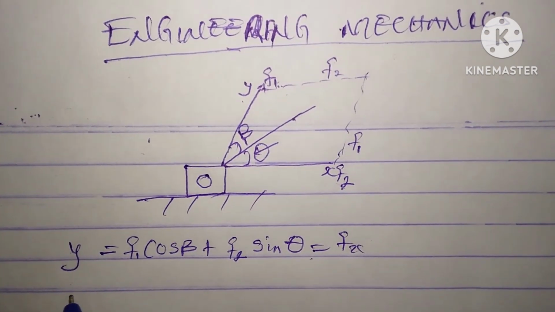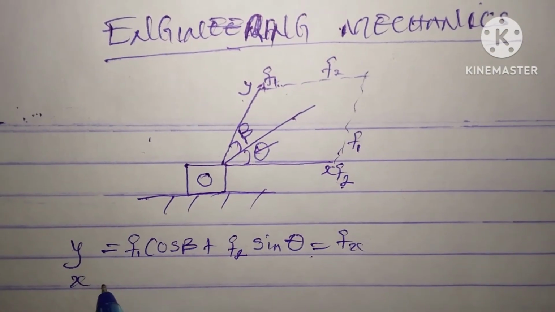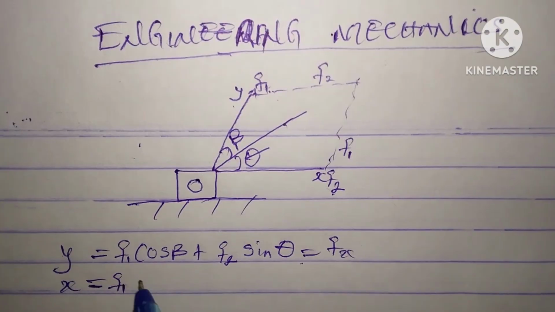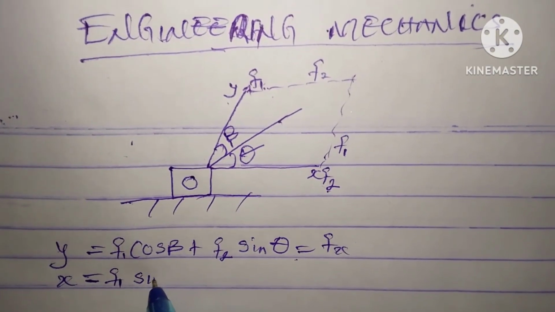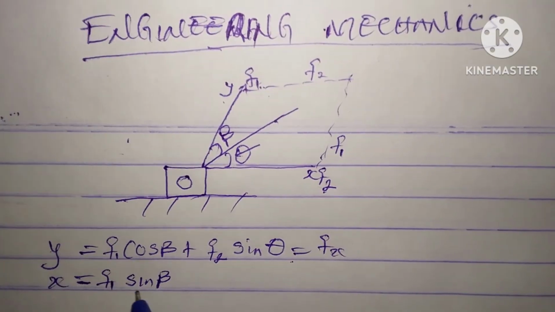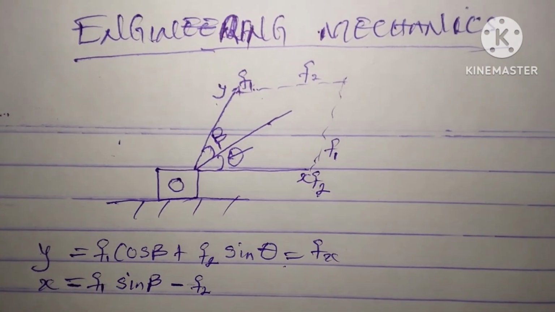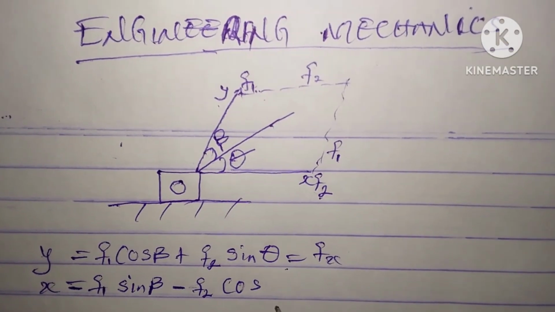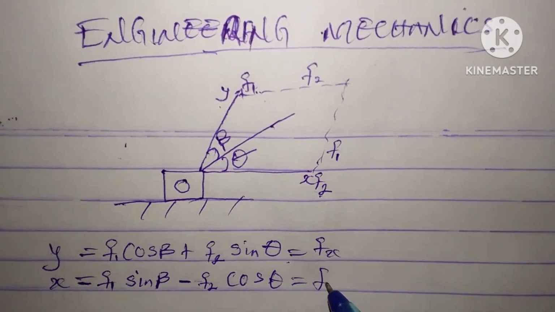So if you have x here, resolving it into the x component with respect to y, you are going to have F1 sine beta minus F2 cos theta, which is equal to Fy.